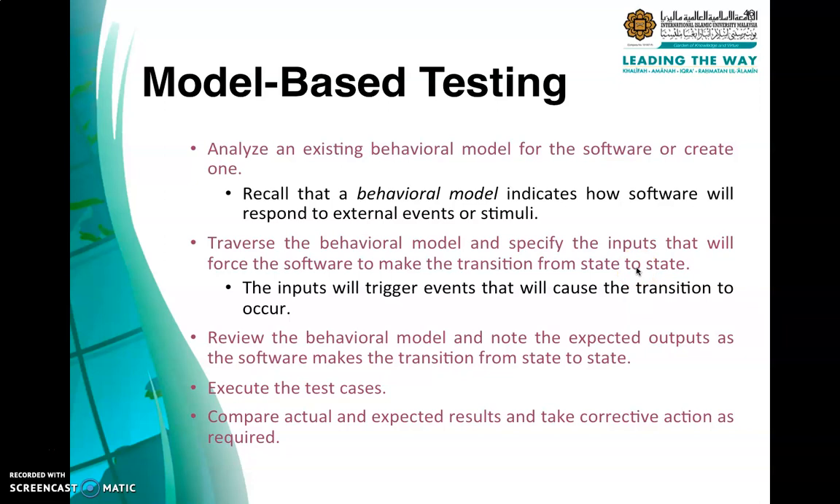From that point we can see how the traversing occurs, and then we review the behavioral model and note the expected outputs as the software makes the transition from state to state. When we review it, we observe what the expected outputs are, and then we execute the test cases, and we compare the actual results from the test cases with the expected results that we have observed, and take corrective actions if needed.